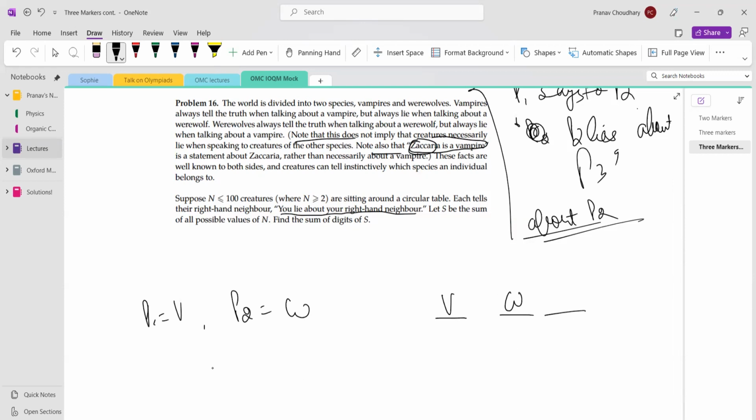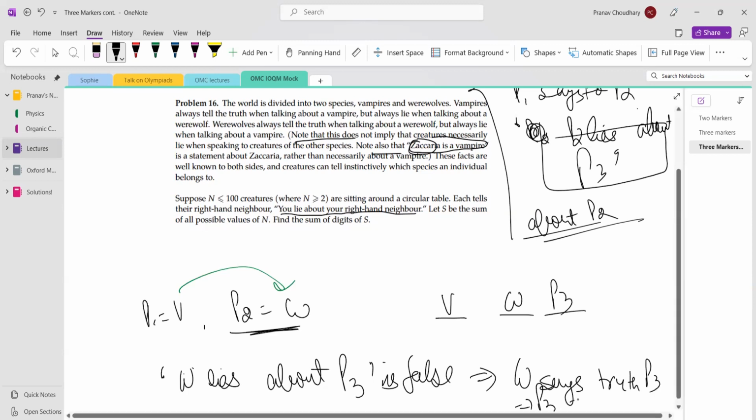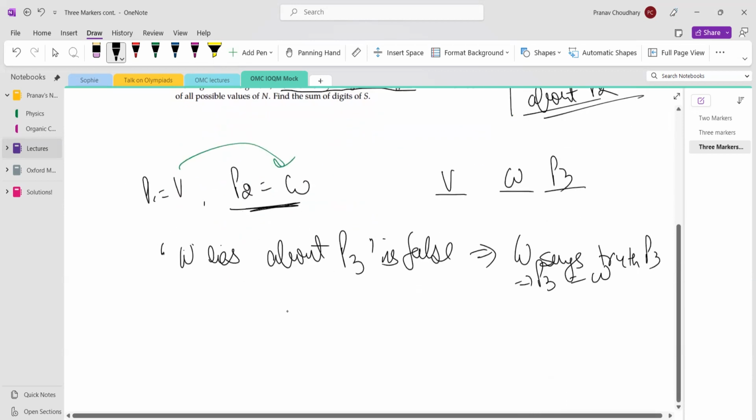What will be the next thing? So P1 says P2. Okay, see, this statement is about P2 said by P1. So a vampire is saying a statement about a werewolf, which means that this statement will be false, which means that the statement that P2, which is a werewolf, lies about P3, is false, which implies the werewolf says truth about P3. This implies P3 should be a werewolf. So basically, if you have a vampire werewolf, then the next person will be a werewolf.